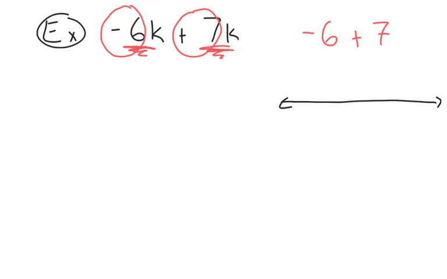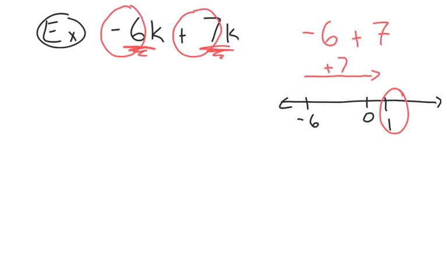0 is going to be somewhere over here, and negative 6 is over here. We start with negative 6 and we add 7 to it. And when you are adding, you're actually moving further to the right on your number line. If you were to count out 7 spaces to the right, you would end up somewhere over here. You would end up at positive 1.